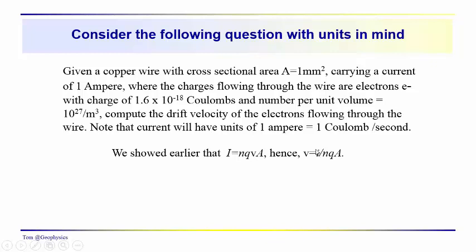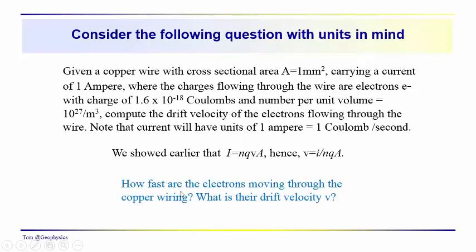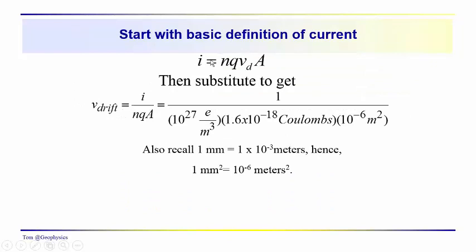So we just have this formula for the current, a small i. And you might take a minute and ask yourself how fast the electrons are moving through this copper wire. What is their drift velocity? What do you think? Speed of light? Almost the speed of light? Very, very fast? Good question. Well, we can answer it. I is equal to the number per unit volume times the charge times the drift velocity times the cross-sectional area. All these parameters we have now.